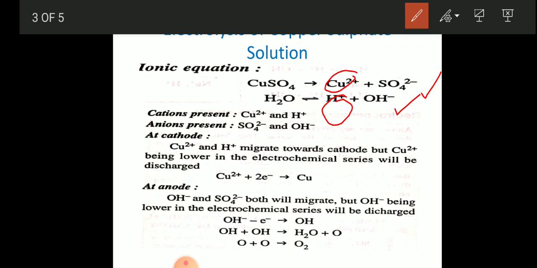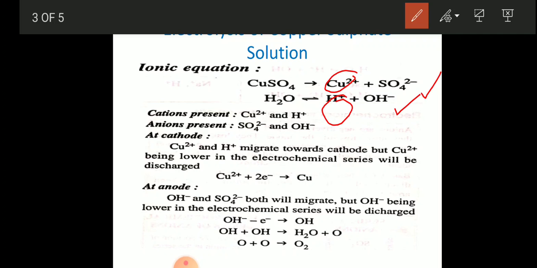Okay. Now there will be a competition between them, since we have got two cations and two anions. So which cation and which anion will go to the cathode and which to the anode? Since we have got the order before, we can prefer over there. So at the cathode, between Cu2+ and H+ migrating towards the cathode, only Cu2+, being lower in the electrochemical series, will be discharged.